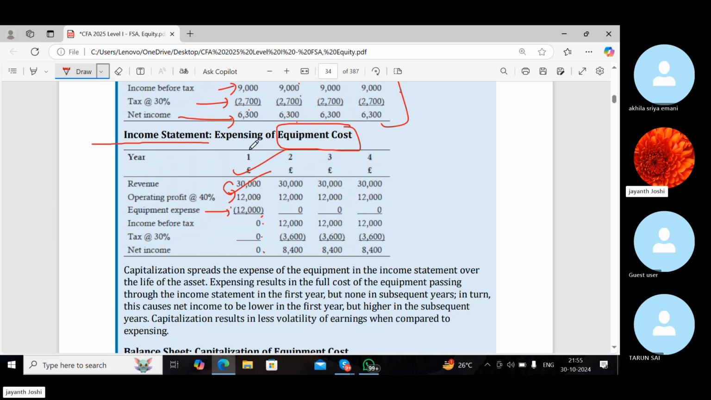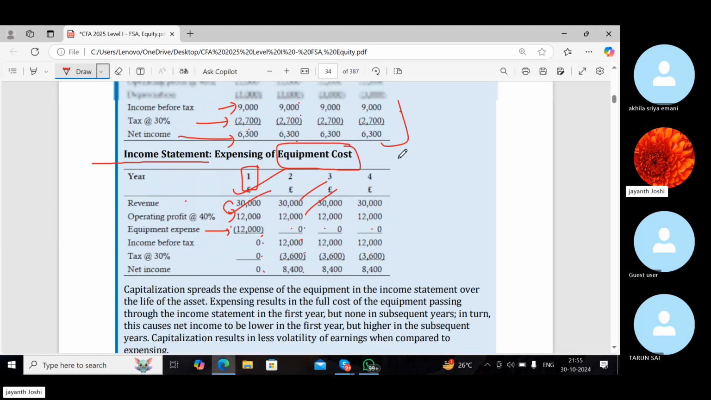If you put the asset cost in the income statement, or you expense the asset cost in the income statement, depreciation is not required to be calculated. So revenue, operating profit, no depreciation, income before tax, tax, PAT. Now this will be going on every year.